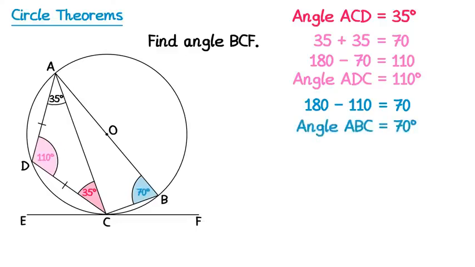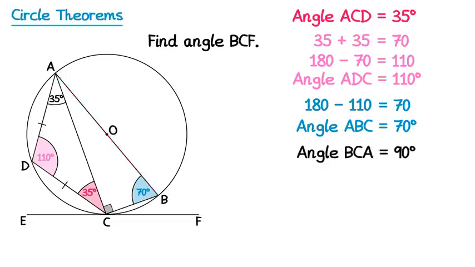Next notice how the line AB goes through the centre of the circle. This means it's the diameter. The second theorem we looked at was that the angle in a semicircle is always 90 degrees. This means that the angle BCA, which is here, is a right angle. So we can write down that BCA equals 90 degrees.